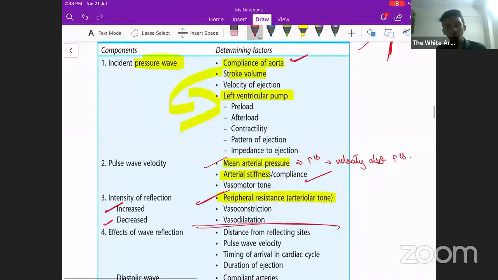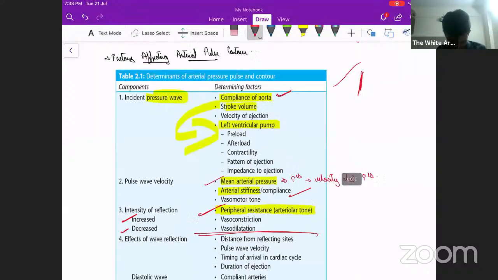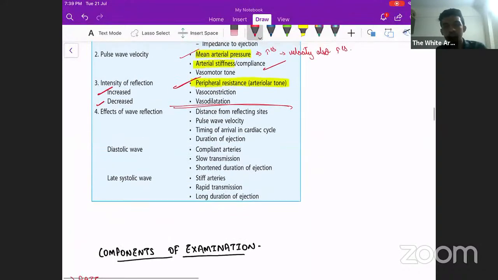Next, we'll see how all these factors affect things when we come to the pathology. So this was the basic physiology. Next, we'll move on to components of examination. What all will you examine for in a pulse? What are the important things you look for?